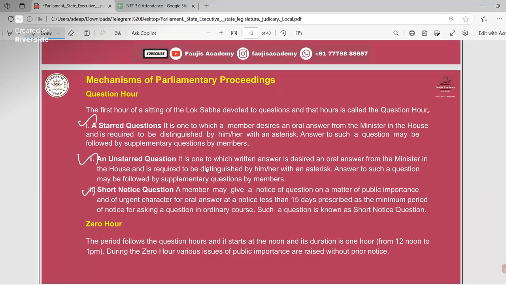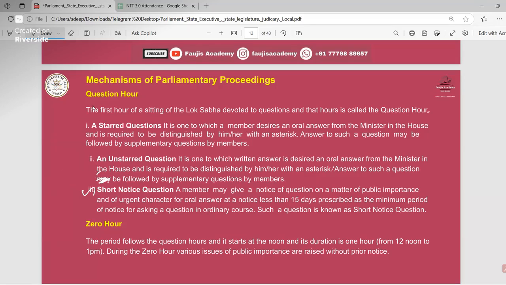Right. So it is one for which a written answer is desired, not an oral answer from the minister. It is distinguished by him or her within, so it doesn't contain asterisks. Just a minute, I'll check this later and tell you. So answers to such questions may not follow a supplementary question by the members. There is a typing error here, please correct it.